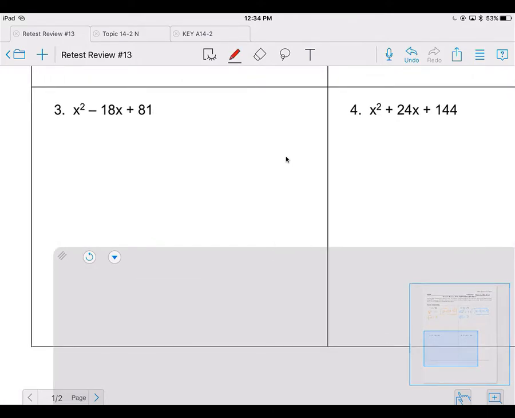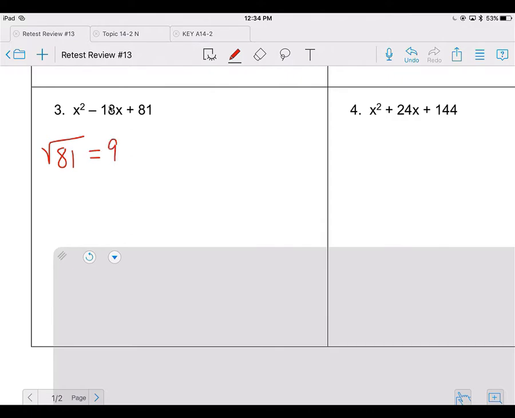Problem 3 now has a middle term. However, I notice that the last term I can take the square root of, because the square root of 81 is 9. And the middle term is 2 times 9, which is 18. This tells me it is a perfect square. And again, you can use the box to factor.